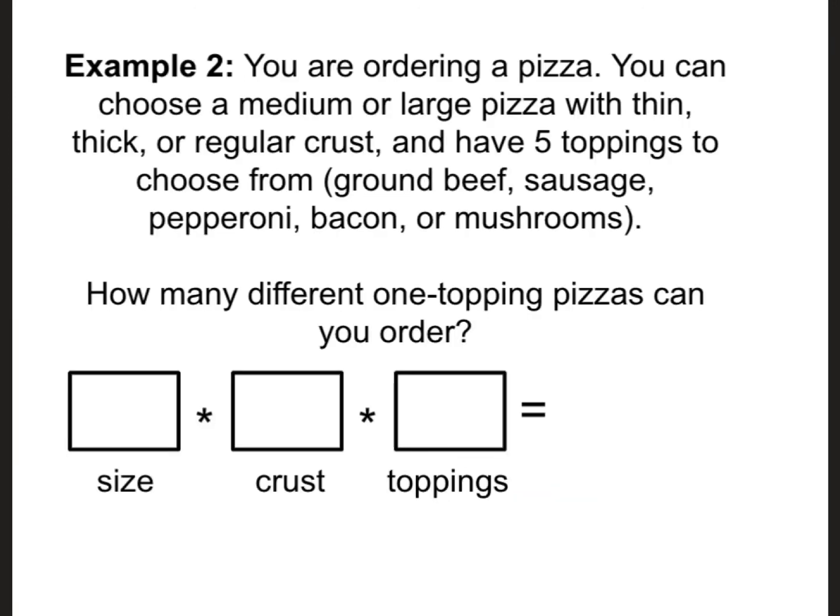Example 2 says you're ordering a pizza. You can choose a medium or large pizza with thin, thick, or regular crust, and you have 5 toppings to choose from. They are ground beef, sausage, pepperoni, bacon, or mushrooms. How many different one-topping pizzas could you order?